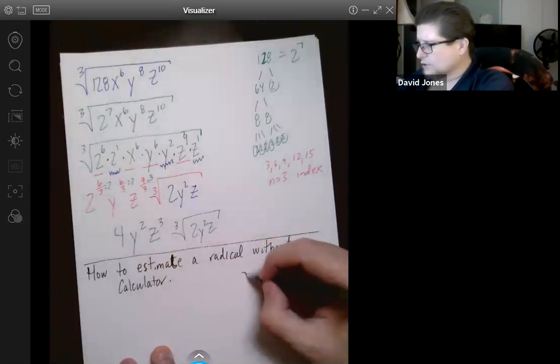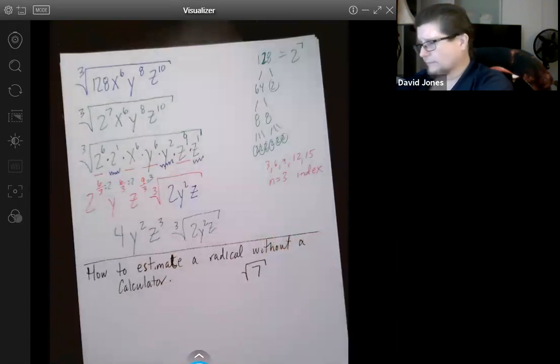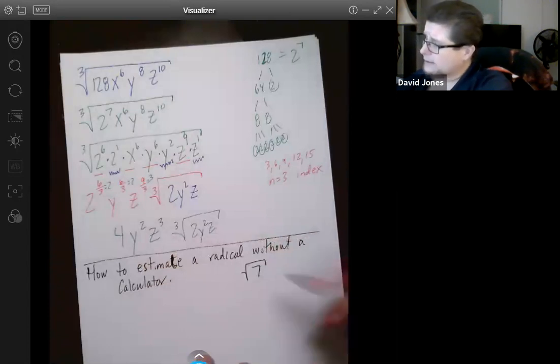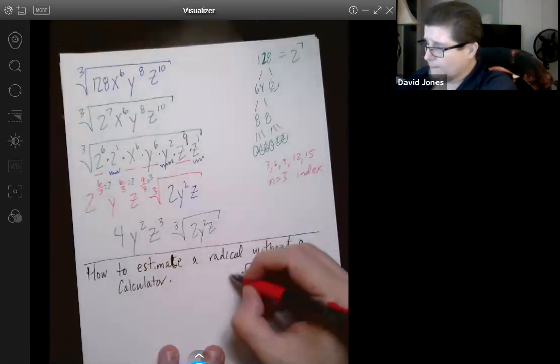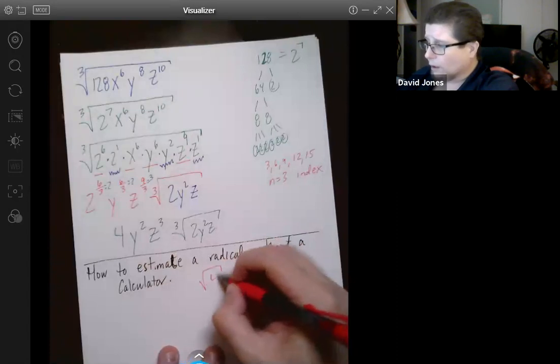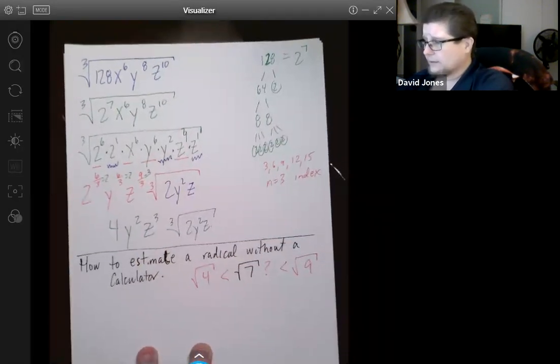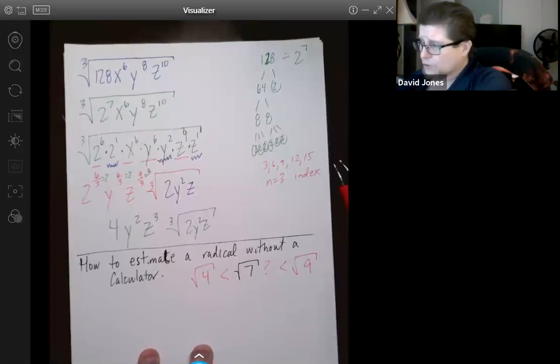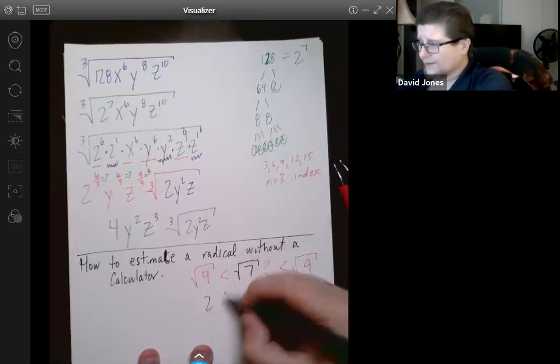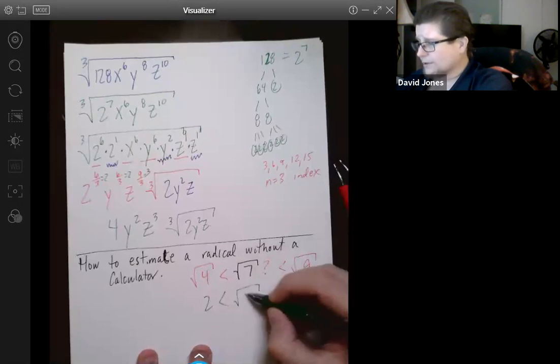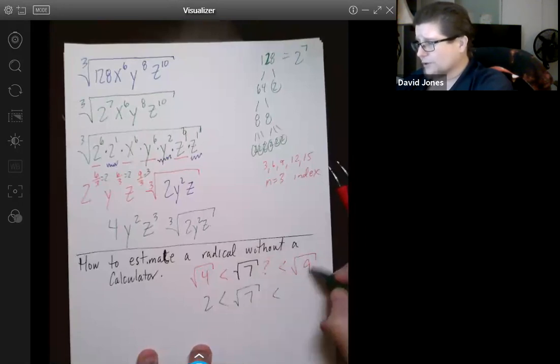Like, let's say I want the square root of 7. What is the square root of 7? What is that? Well, it's going to be higher than the square root of 4, and it should be less than the square root of 9, which means the square root of 4 is 2. So I've got 2 is less than the square root of 7, less than the square root of 9, which is 3.